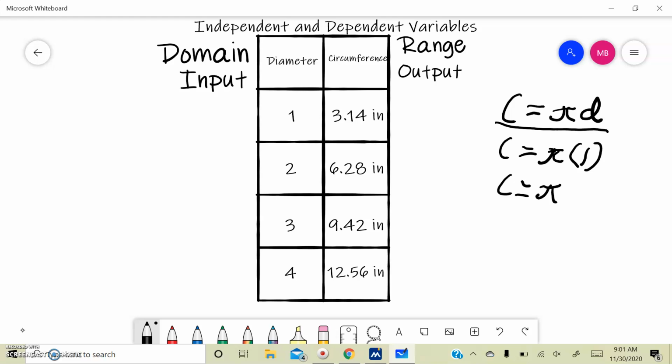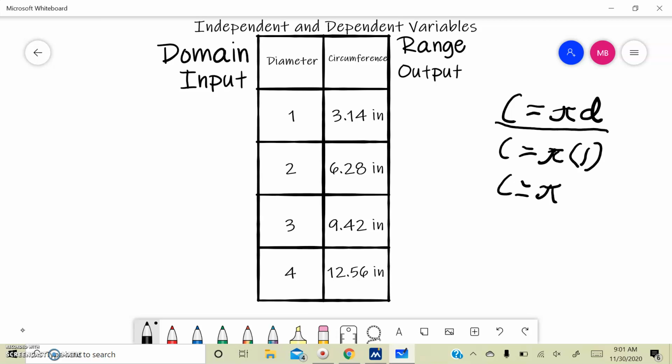So in the case of 1 here for the diameter size, if I put C is equal to pi times 1, well, anything times 1 is itself. So C is just equal to pi, which I approximated to 3.14 inches. So we can see that that relationship there is the diameter has a direct impact on that circumference.